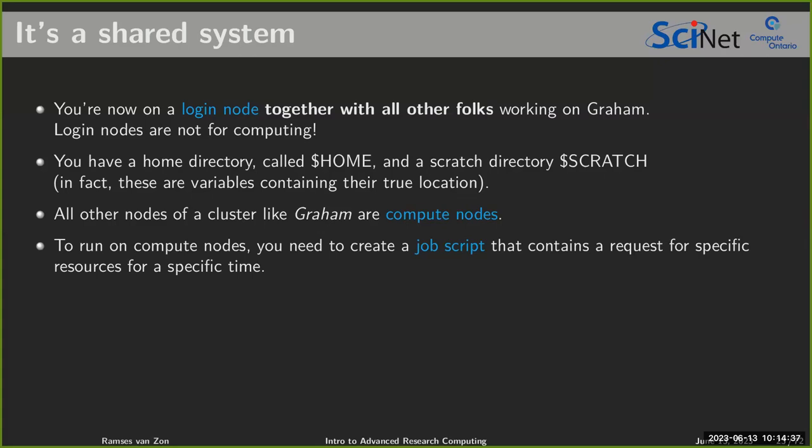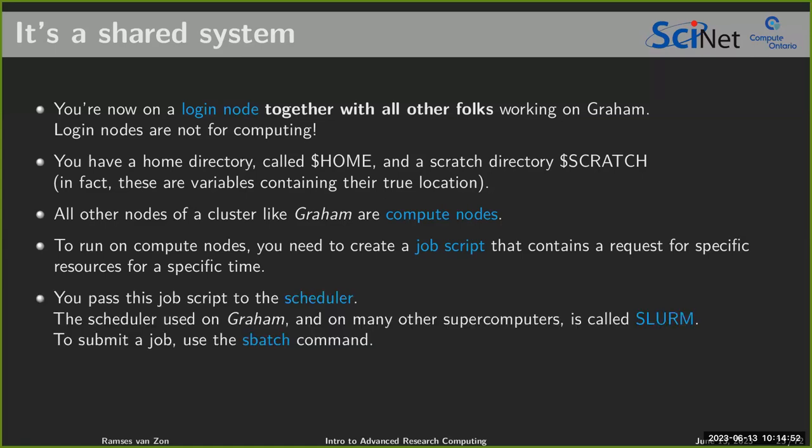So you ask for it by writing a job script. It's a little file, a little text file, typically written in Bash, that contains both the requests for the resources that your job will need and what it should do. You give that job script to the scheduler. Scheduler is a program, and on Graham and in most all of the supercomputers in Canada, and most other ones as well, using a scheduler called Slurm. And every scheduler has different commands, but the principles are very similar.